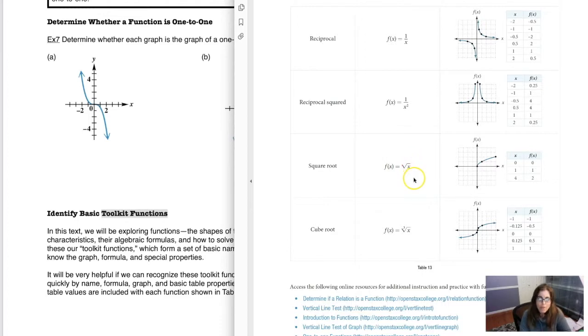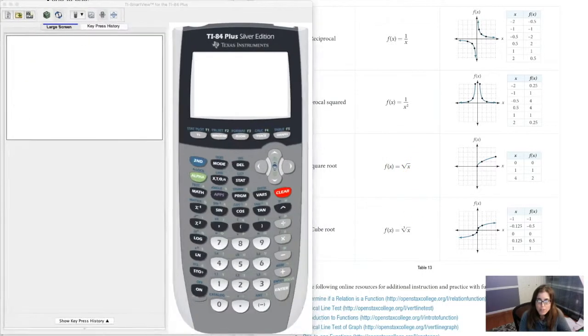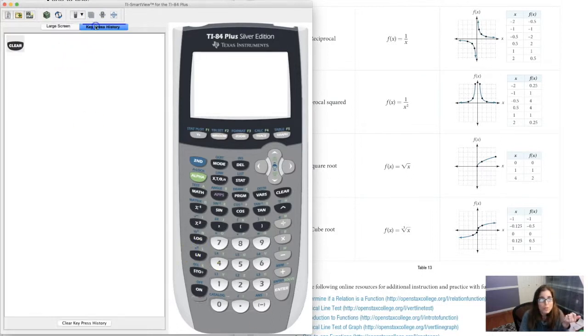Okay, so let's do square root of x. I'm going to graph that on your calculator, and I just want you to see how you can use your table function to help you with this. So let me do key press history. Let me clear that out. If we want to graph something in here, we're going to hit y equals. It looks like I have an old parabola in there. I'm going to clear that out.